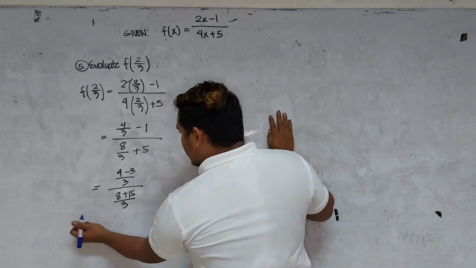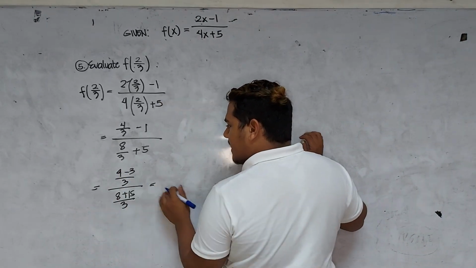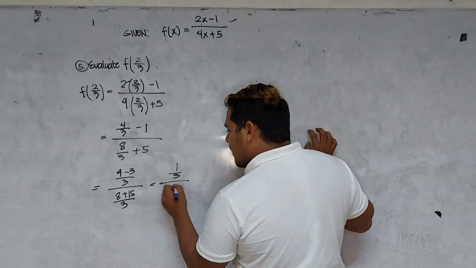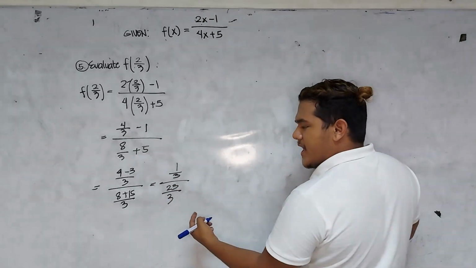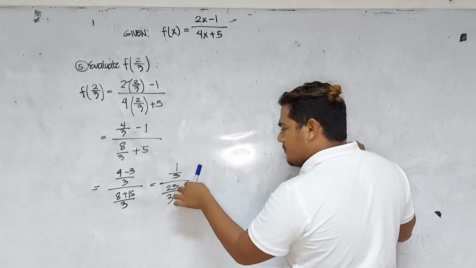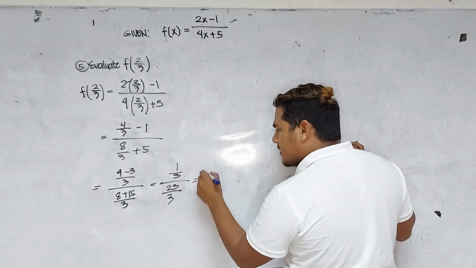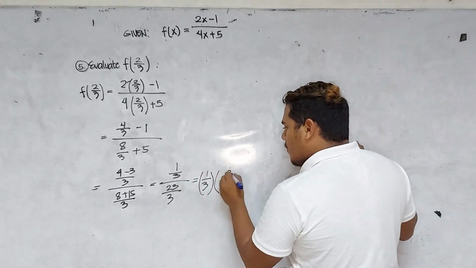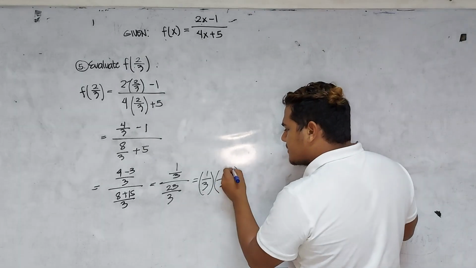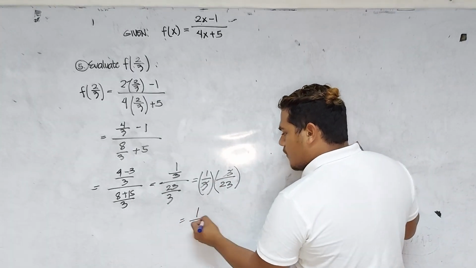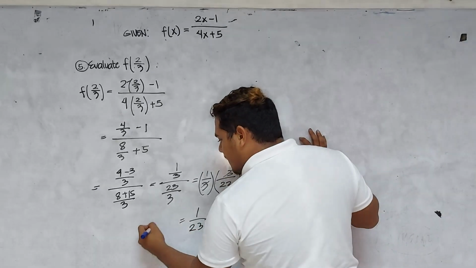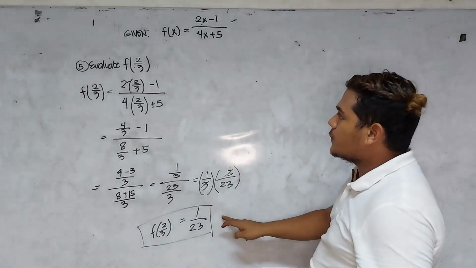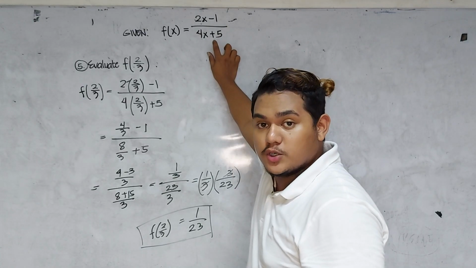What will happen next? This becomes 4 minus 3, 1 over 3. Over 8 plus 15, 23 over 3. What do you do next? A fraction divided by another fraction, what will happen? Reciprocate the denominator. That becomes 1/3 times 3 over 23, the reciprocal. What will happen next? Cancel. What is the final answer? 1 over 23. Therefore, f of 2/3 is equal to 1 over 23 in this given function.